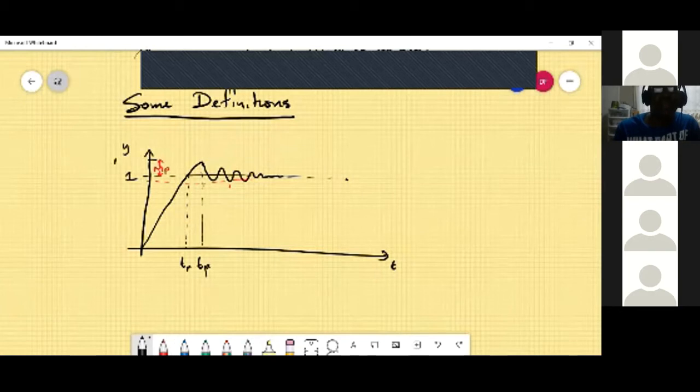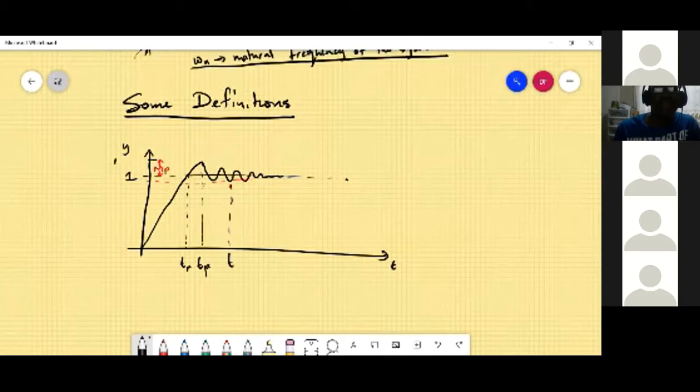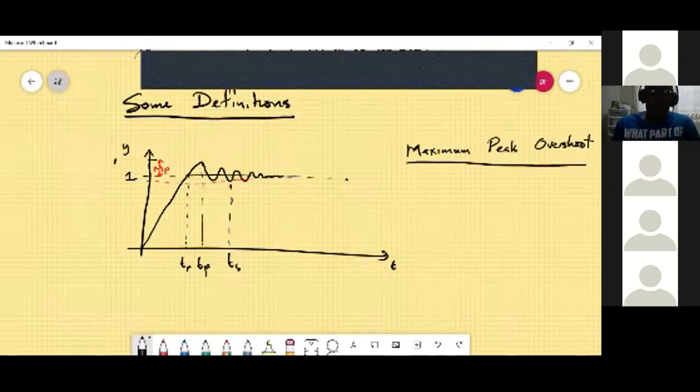All right, so we want to define some parameters. We want to define maximum peak overshoot. Anybody remember what that is? The highest point, sir.